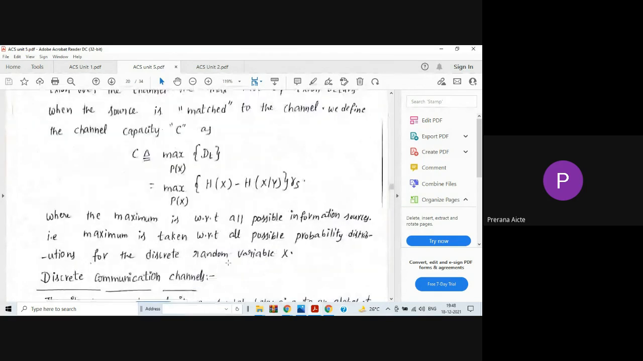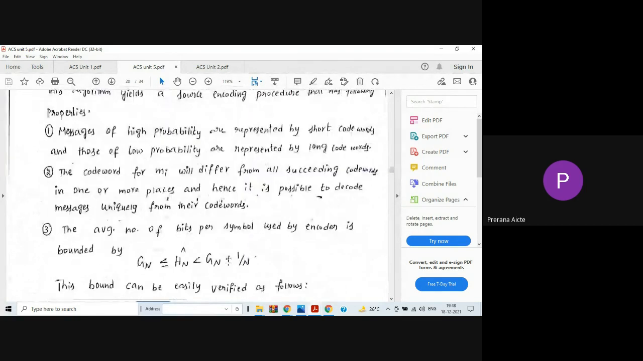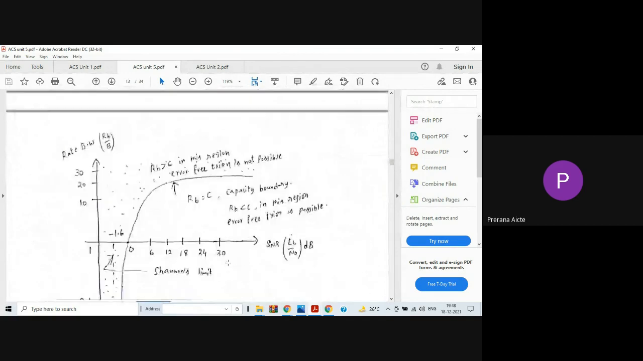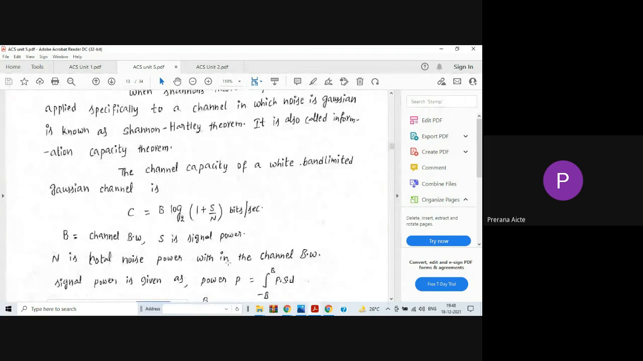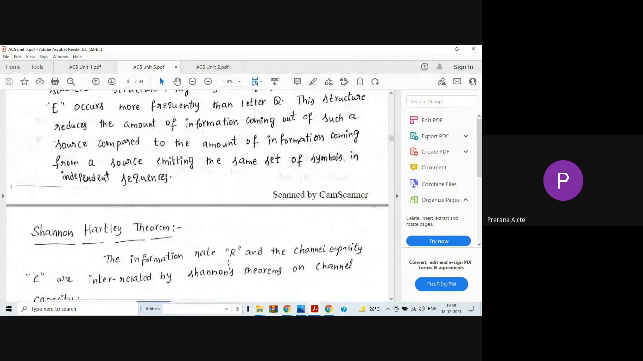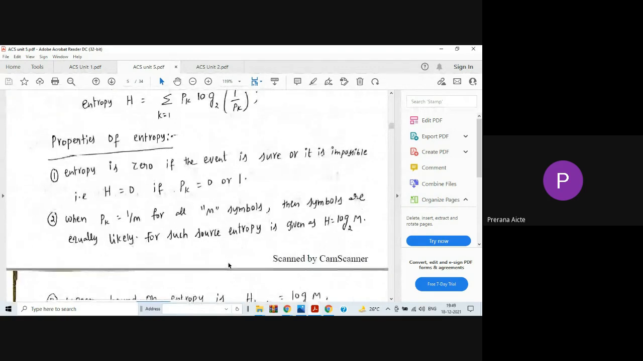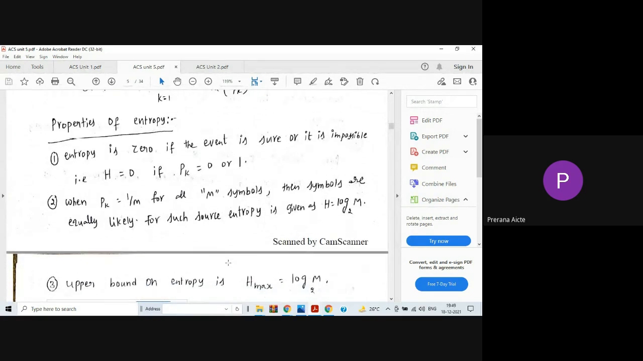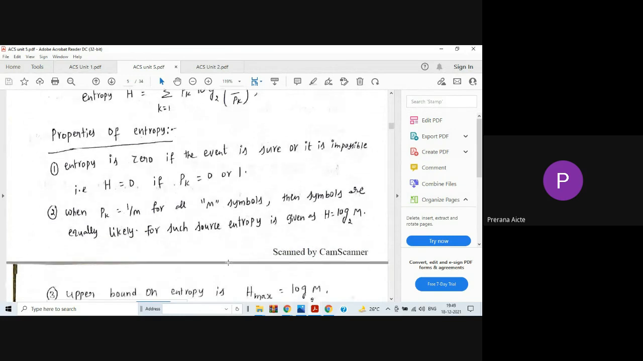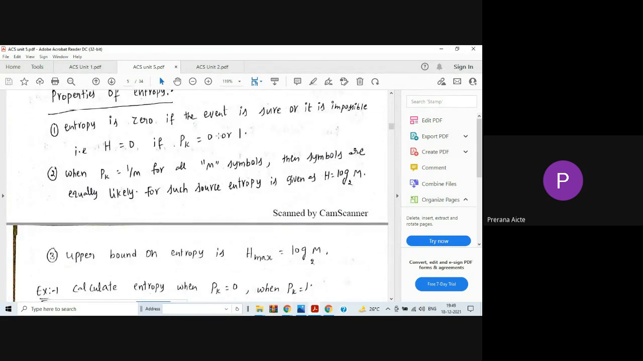Now, let us see the properties of entropy. We will be having two properties. What are the properties of entropy? The value of entropy is 0 if the event is sure or it is impossible, that is H equal to 0, or the probability associated with the kth message is 0 or 1, which is one of the properties. The entropy value is 0 if the event is sure.